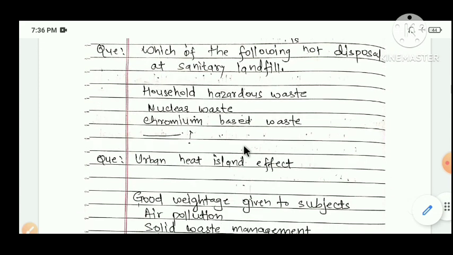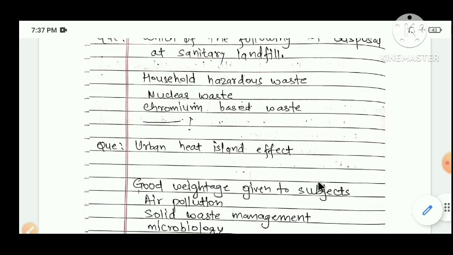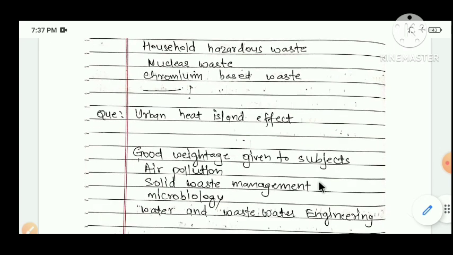Okay friends, then the topic of urban heat island effect was also there in the paper. Sometimes this is also said to be the sea breeze effect. Sea breeze effect and urban heat island effect are both similar. Okay friends, moving to the next.